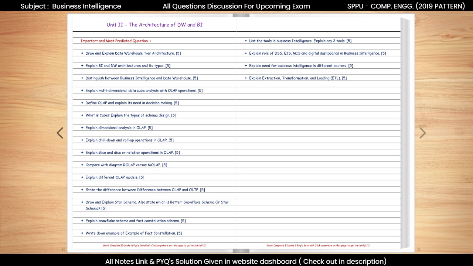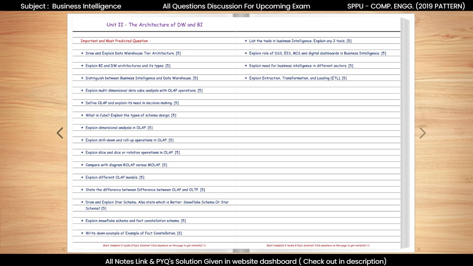Now, let us move on to our next important topic, business intelligence tools. From this topic, we can expect questions such as, list the tools in business intelligence, explain any two tools. Business intelligence tools include reporting tools, data visualization tools, and analytics platforms. For example, dashboards provide visual summaries, and reporting tools generate structured reports.